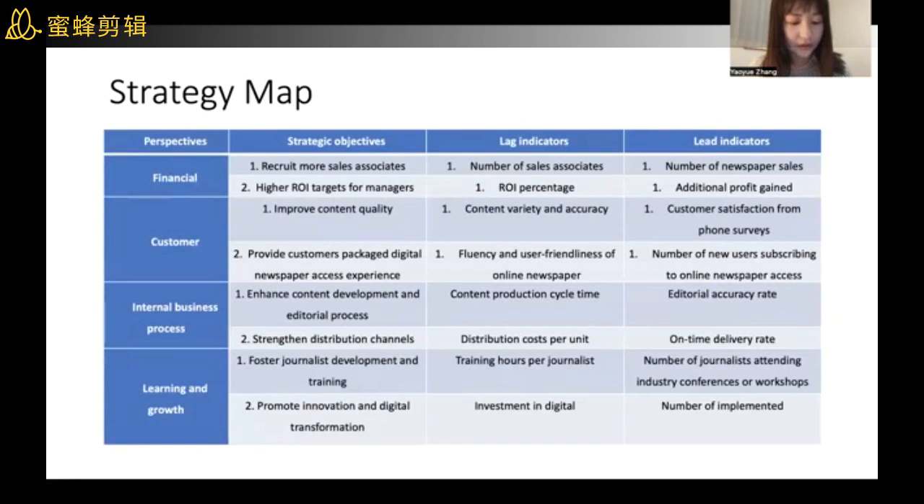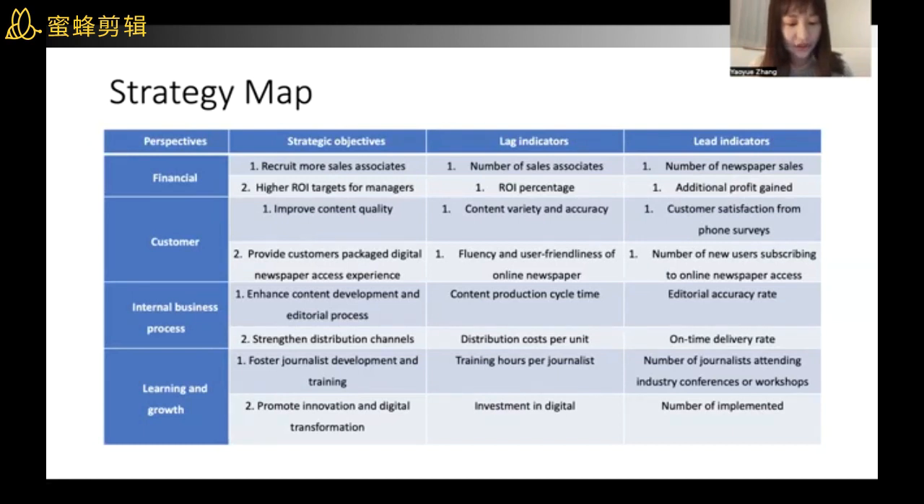So the newspaper division needs to ensure that the newspaper provides high quality content that is informative, engaging, and relevant to the newspaper's target audience. To achieve this, Eagle International should invest in good journalist research and fact checking to deliver accurate and valuable news stories. The lag indicator here is content variety and accuracy. The lead indicator here is customer satisfaction from the phone survey.